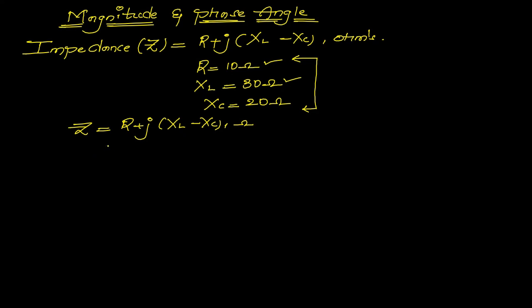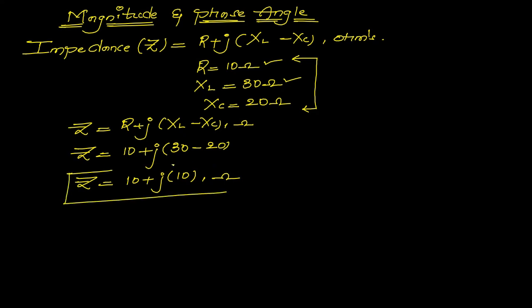Now coming to the impedance, Z = R + j(XL - XC), and the unit is ohms. Substituting the values: resistance is 10, plus j times XL, which is 30, minus XC, which is 20. Simplifying, Z = 10 + j(30 - 20), so XL minus XC is 10. This impedance Z = 10 + j10 is the value after substituting the values.